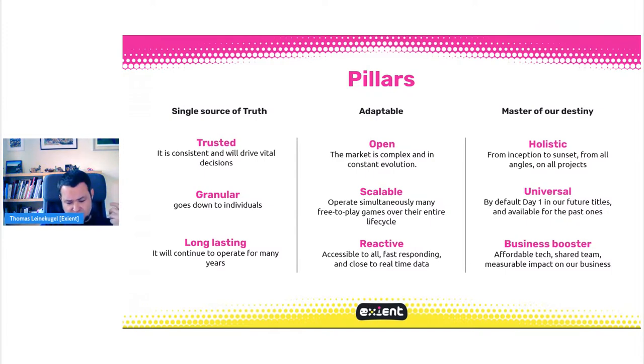And then the third pillar, master of our destiny. As we mentioned, we're essentially self-publishing our own games. So we wanted this to be really imprinted in autonomy as well. Holistic means that we want this solution to be able to cover everything, all angles, all projects from beginning to end. And then universal, meaning that every single game that we start from now on would have autonomy available on day one. And also we could do that for the past ones. And finally, a business booster. Autonomy only made sense if it had a measurable impact on our business.